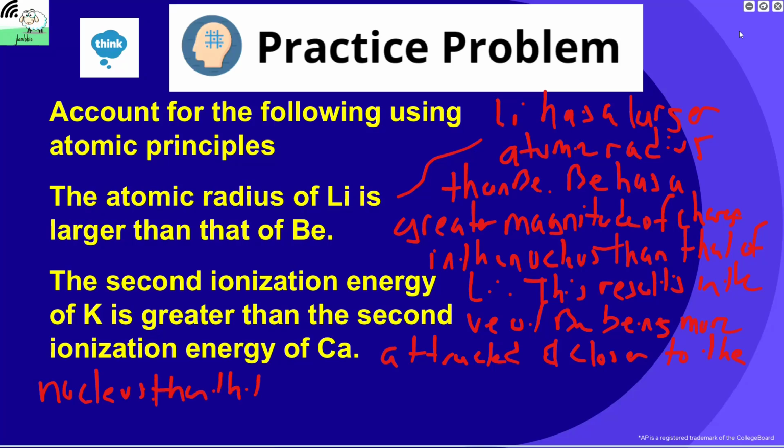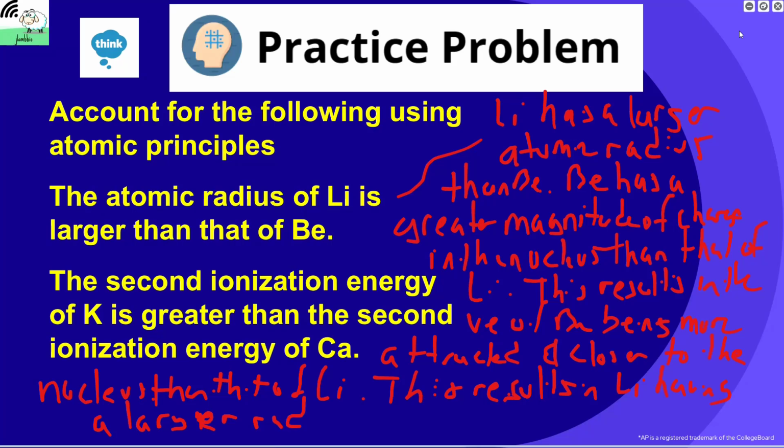than that of Li. This results in lithium having a larger radius than that of beryllium. So it's a bit hard to read, that's for sure, but I'll read this one more time.